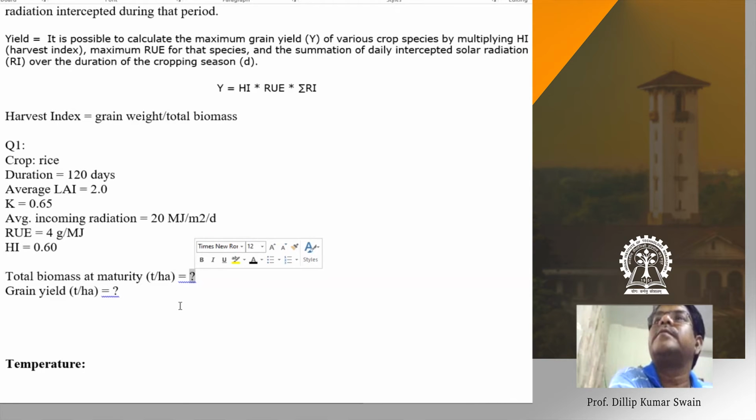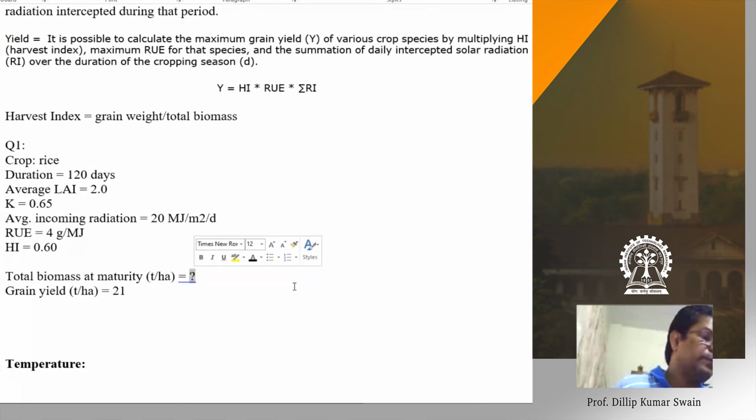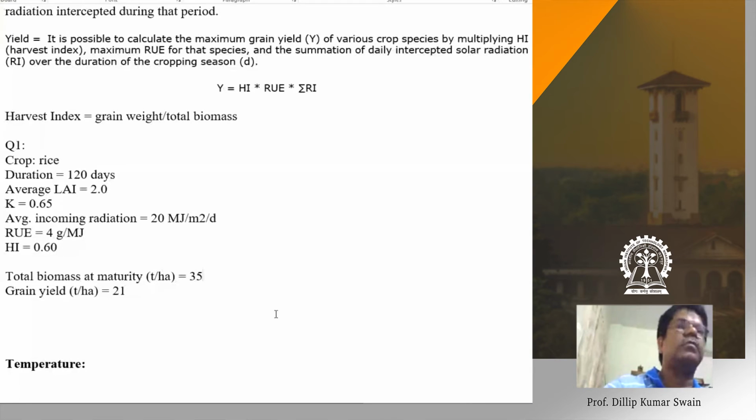Sir, I guess it's coming around 21 tons per hectare. That is for grain yield, right? Grain yield, yes, sir. Okay, 21 tons per hectare, and the biomass is coming 35. Yeah, I think this is the correct value.